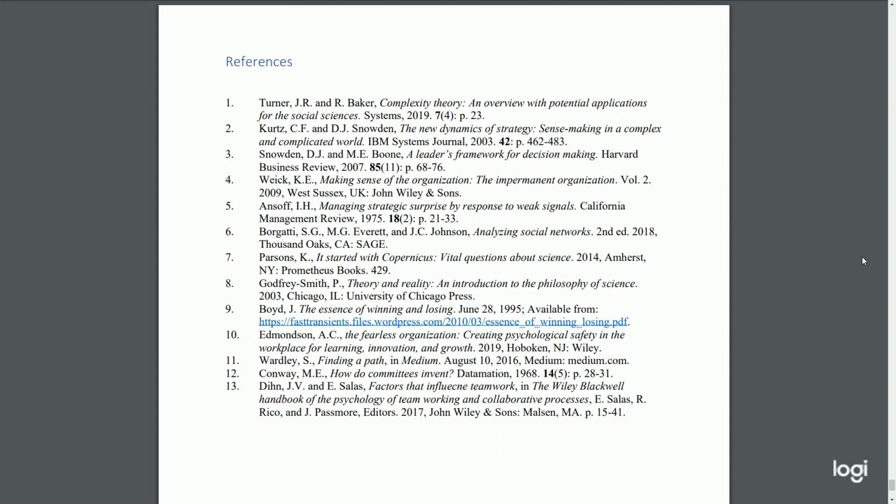The last page is the references, and I will not be reading them, but those are great resources. Highly recommend going and checking them out. They provided them for a reason.